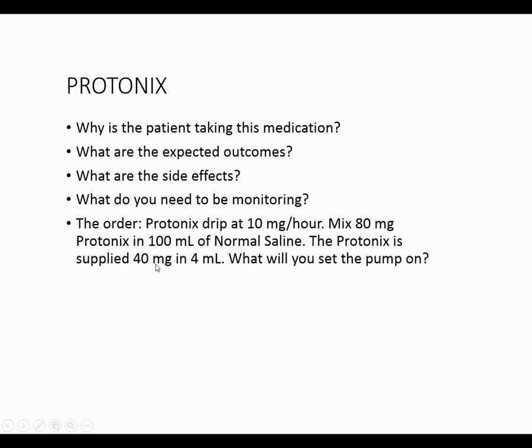So you've got 40 in 4, and you want 80. So you're going to multiply that by 2, right? 40 plus 40 is 80. So you need to multiply this by 2. 4 times 2 is 8. So that gives you 8 milliliters that you're going to have to put into this 100 milliliters in order to get your solution in there, right? So that would increase the total of this to 108.